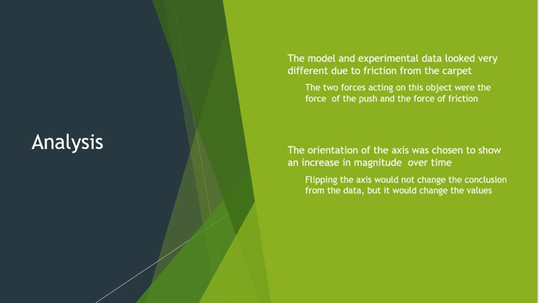And in the analysis, there are just a couple of things I wanted to highlight. Like I said, the model data and the experimental data look very different, and that's due to the friction from the carpet. The experimental data did not go as far as the model predicted it to. And the two forces acting on this object were the force of the push and the force of the friction. And then lastly, the orientation of the axis was chosen to show an increase in the magnitude over time.